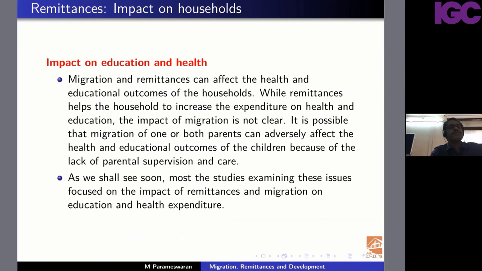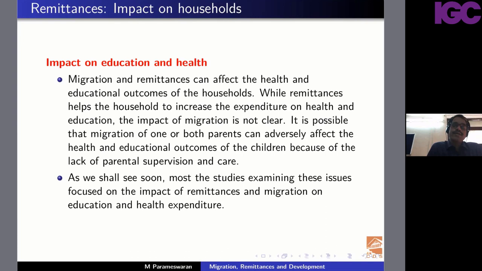Now the last part is the impact on education and health. Here I want to clarify one thing. When we talk about the impact of migration and remittances on education and health, most of the studies examining this issue focus on expenditure, health expenditure or education expenditure. It is possible that when you get more remittances, you spend more on education and more on health. But what is the outcome? Whether your children are studying well, or your parents or children are getting better health. It also depends on whether both parents have migrated or only one of them. It is possible that the outcome may deviate.